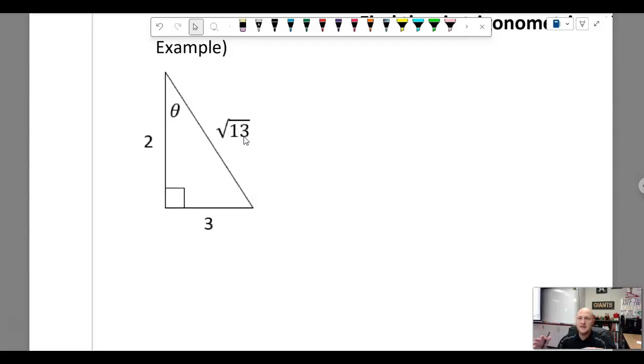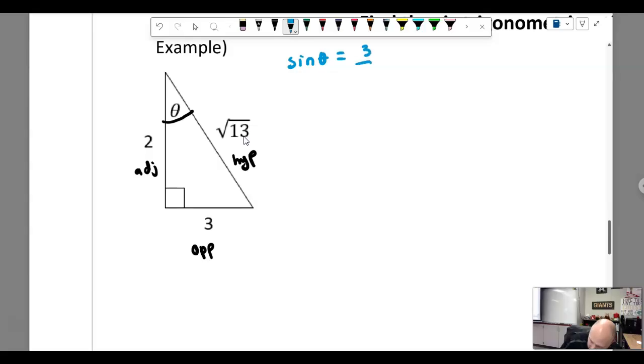So you may see an answer where we don't have the radical in the denominator. We'll talk about that. So let's go ahead and start by identifying our angle and then labeling. Here is the side opposite. Hypotenuse is our radical, and our adjacent side here is 2. Okay, sine of theta, that's going to be opposite over hypotenuse. So we get 3 over the square root of 13.